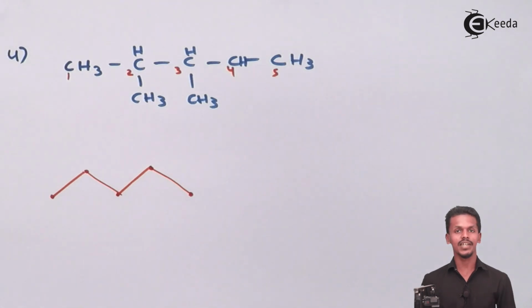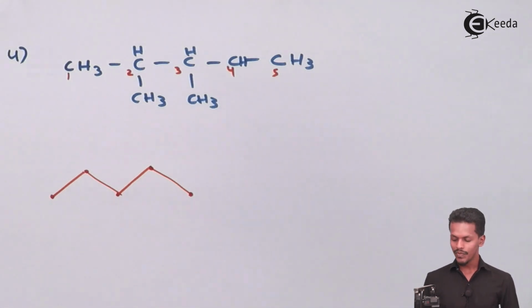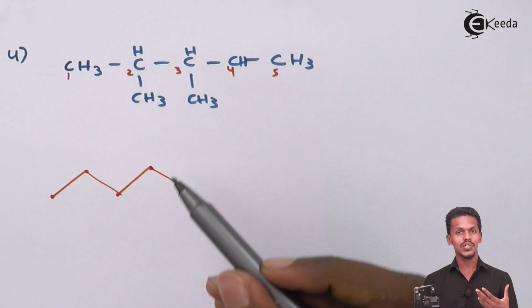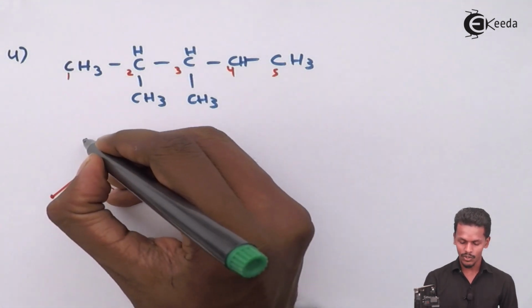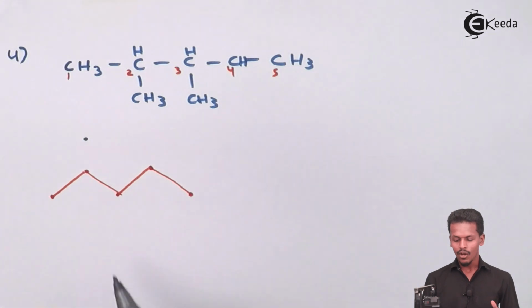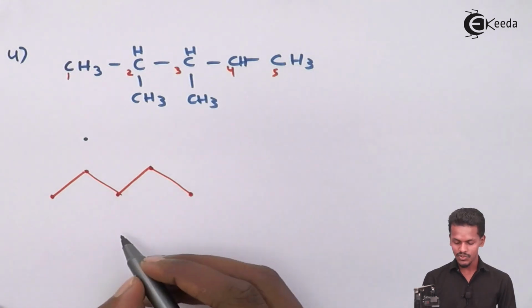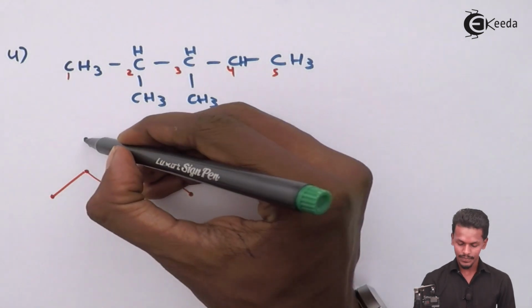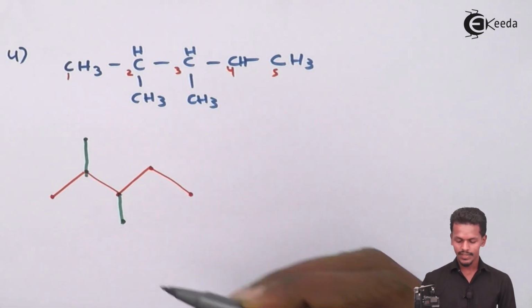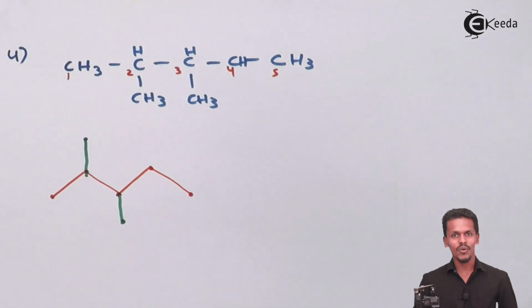5 carbon atoms are present in a straight chain, and moreover we could see that at the second position and third position there is a methyl group. So this is the second one. Here a methyl group is present, and on the third also there is a methyl group present. So I could write it here in this manner, and join this. So now this is the bond line formula of the fourth isomer that we have drawn.